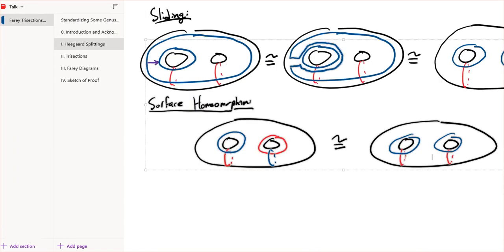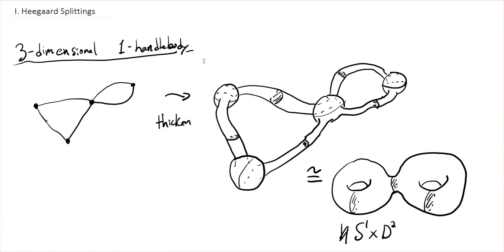Before we get into trisection diagrams, I would like to talk about Heegaard splittings. So first of all, a three-dimensional handlebody of genus G is nothing else but the boundary connect sum of G copies of solid tori, which can be thought of as a thickened graph. So here we're looking at a solid handlebody of genus 2. The boundary of this object in particular is a surface of genus 2.